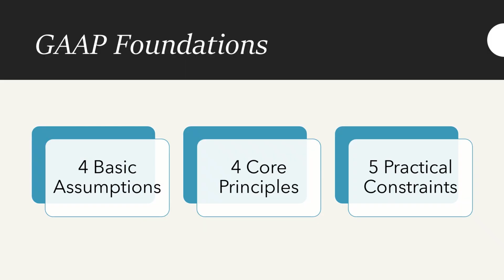So now that we know what GAAP is, let's look at its key principles, the core values every accountant follows. To ensure consistency and reliability in financial reports, GAAP is built upon certain foundations that include four basic assumptions, four core principles, and five practical constraints. Together, these assumptions, principles, and constraints shape the way financial information is presented. So let's explore each of them with simple explanations and real life examples.